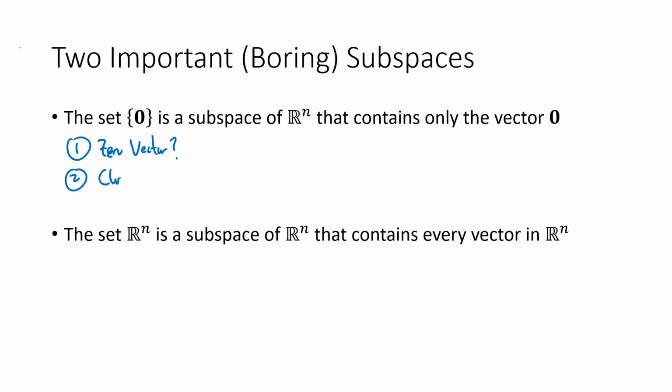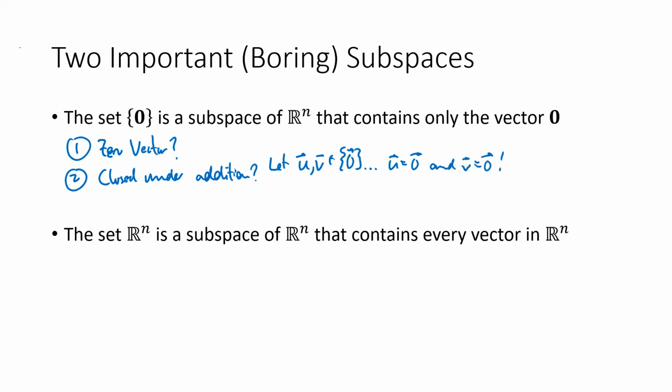It has to be closed under addition. But again, what this means here is that if I take two vectors out of my set, so if we say let u and v be elements of this set that just contains the zero vector, well then u would have to be the zero vector, and v would have to be the zero vector, right? That's the only thing we can pick. We don't have any choices. There's only one thing in this set. And the zero vector plus the zero vector is the zero vector.